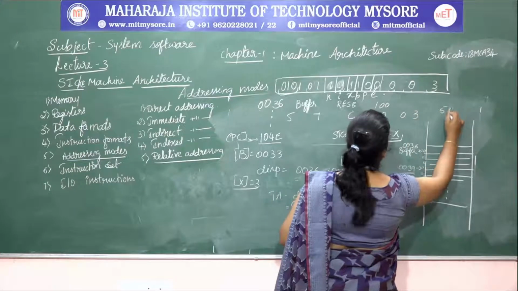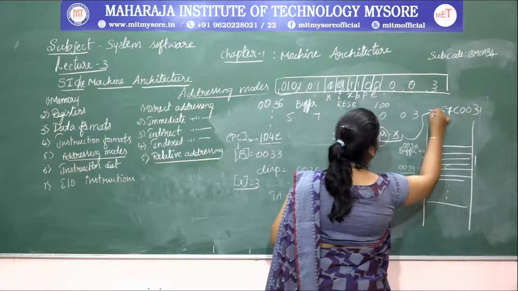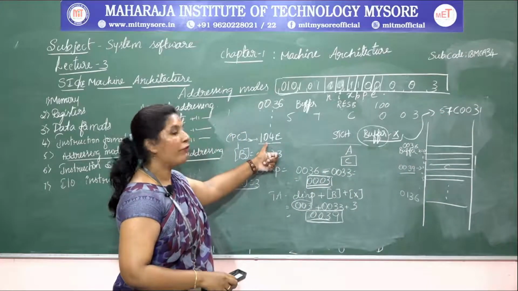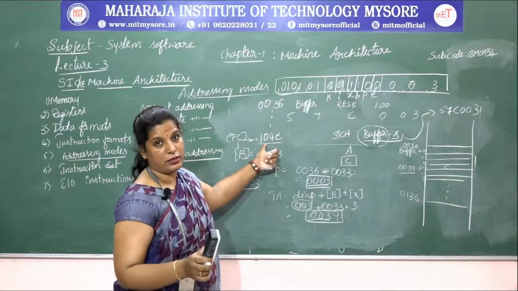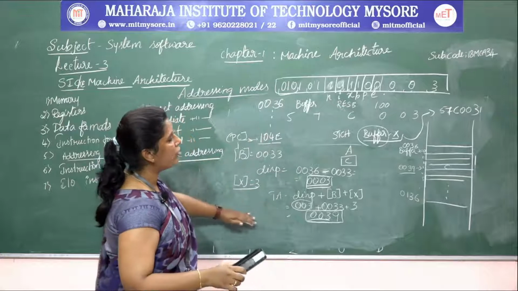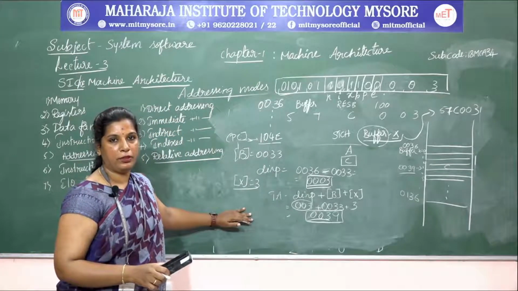So 57C003 is the object code for this instruction. That object code must be loaded at the memory location 104A. This is the logical address. The physical address will be changed at loading time, right? So this is how we can get an object code for each and every instruction of that particular program.